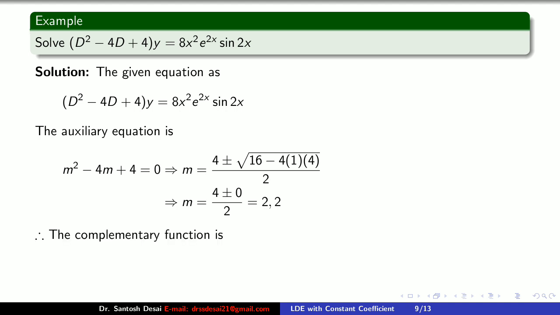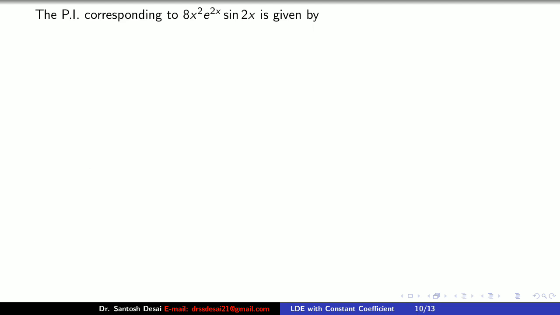So here the roots are repeated, and therefore the complementary function is given by CF is equal to C1 plus C2x into e raised to 2x. Now consider PI corresponding to 8x square e raised to 2x into sin 2x. As we know that PI is equal to 1 upon D square minus 4D plus 4 into 8x square e raised to 2x into sin 2x.